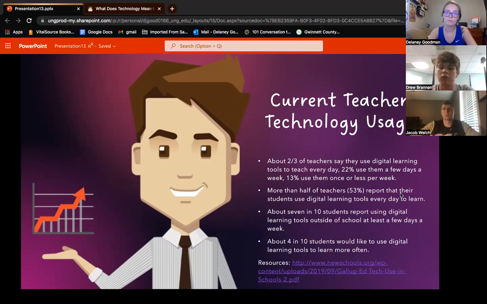Over half the teachers report that their students use digital learning tools to learn every single day. And then about 7 in 10 students report using digital learning tools outside of school at least a few days a week, and 4 out of 10 would like to use digital learning tools to learn more often. So both teachers and students are increasing their use of technology and favoring it as a more effective way to teach their lessons each and every day.